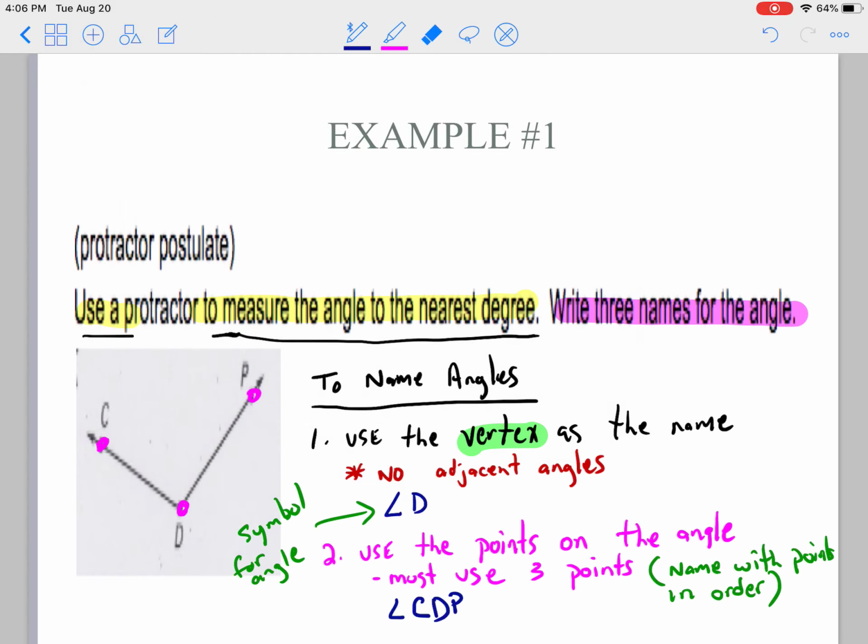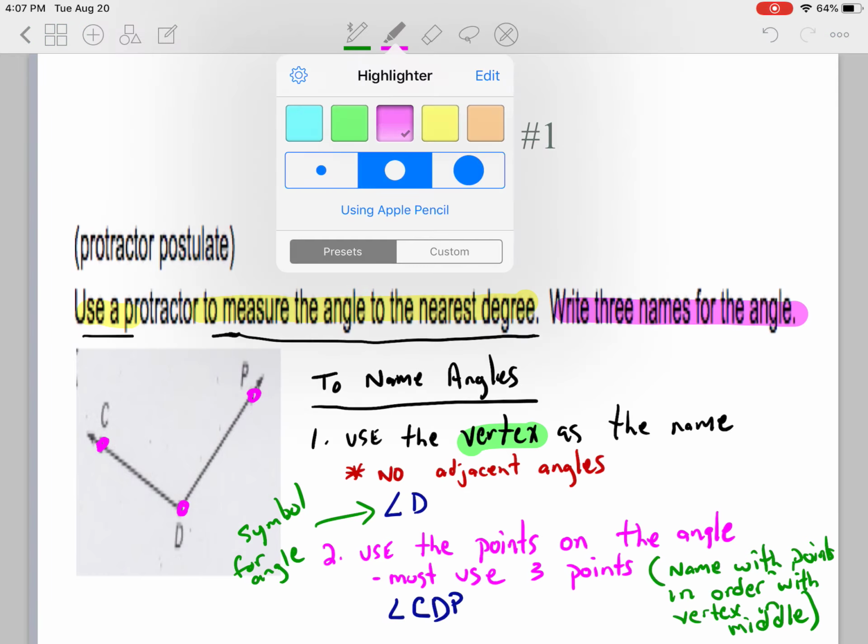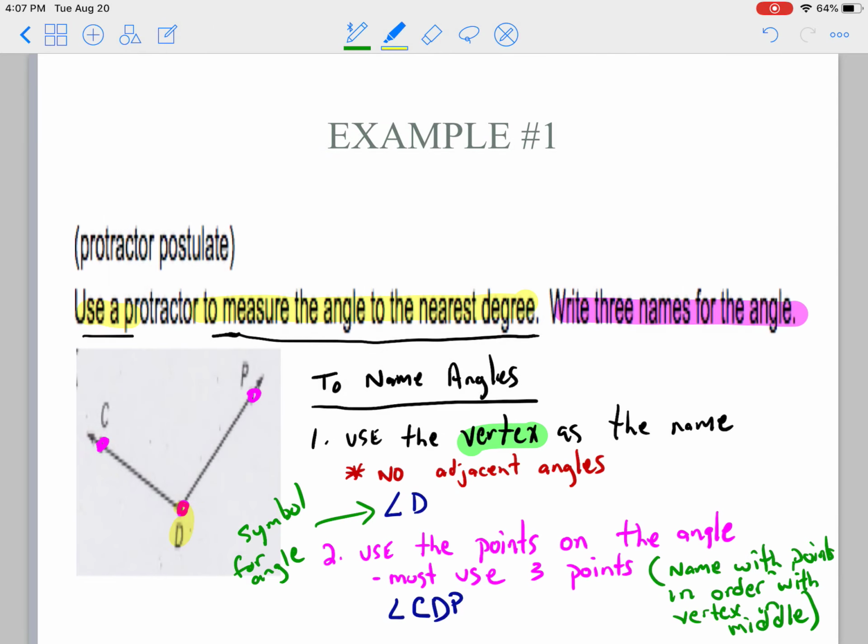And actually, it would be good practice to add in order with vertex in middle. So I have to name with the points in order with the vertex in the middle. So my vertex is D. D is in the middle.